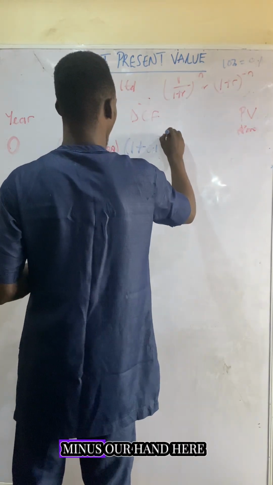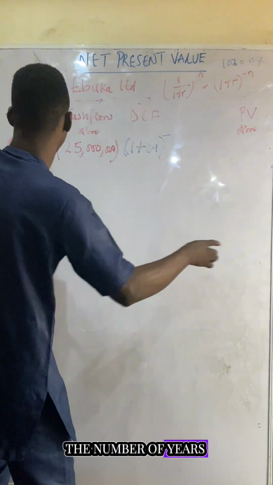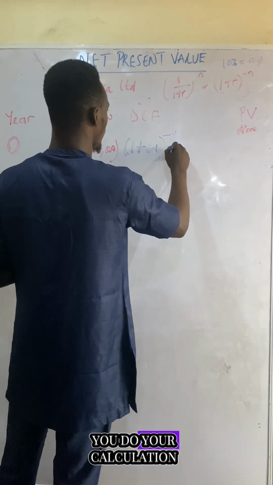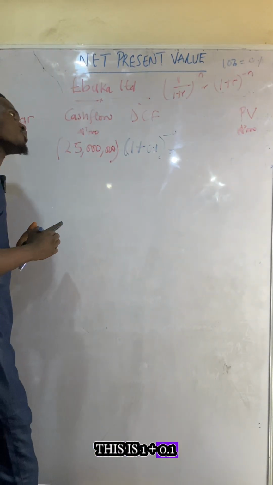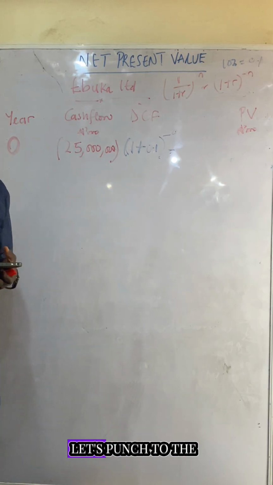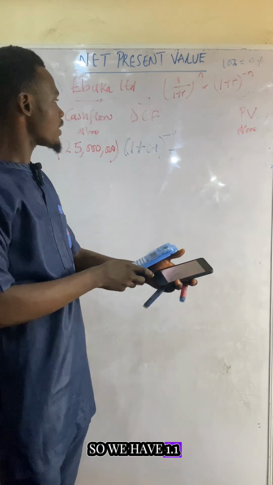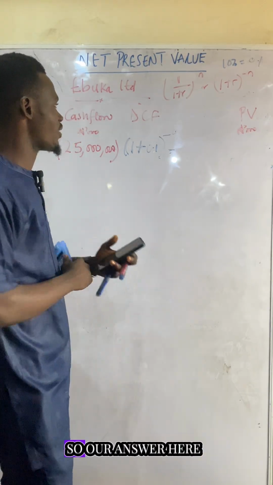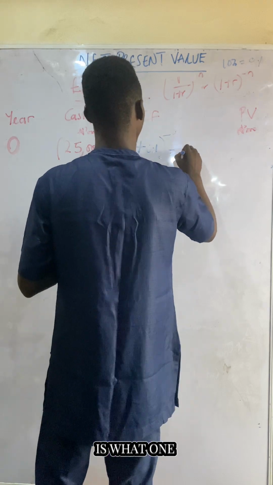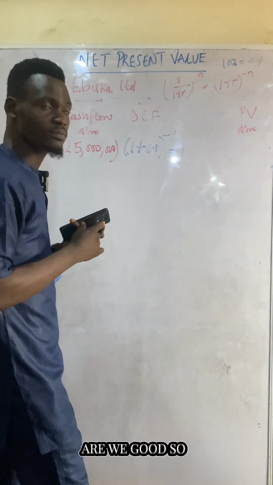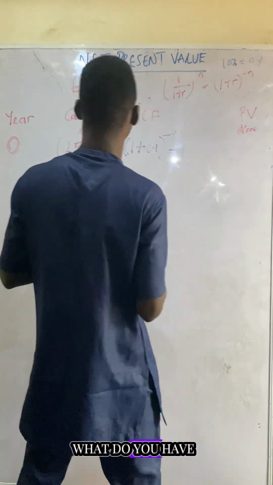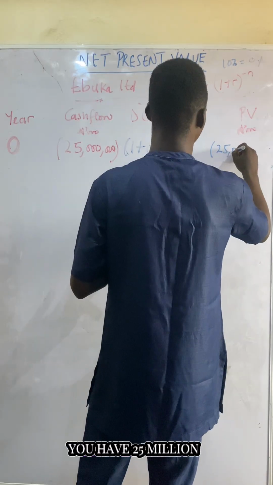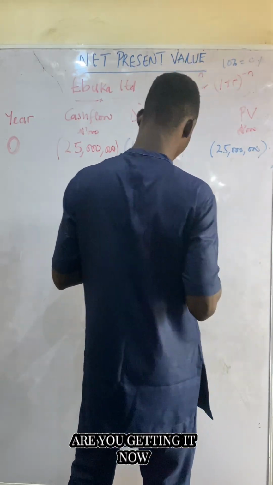raised to power minus n. Our n here, I said, is the number of years. So you trace it down here. What's the number of years we have here? 0. So by the time you do your calculation, this is 1 plus 0.1, which is 1.1 raised to power minus n. On the calculator, we have 1.1 raised to power minus 0. You have 1. So our DCF is 1. So 25 million times 1, what do you have? You have 25 million. Remember, you are still having this in brackets.